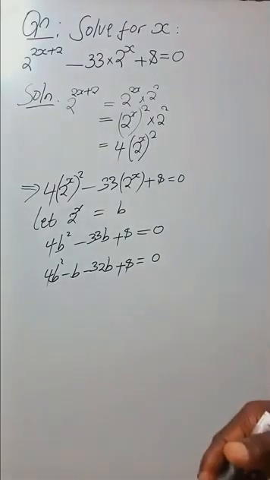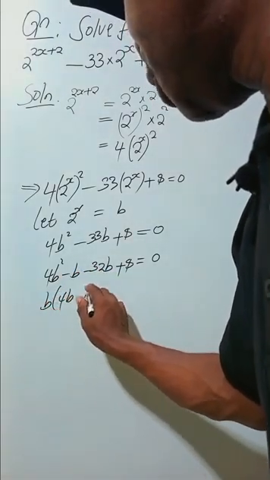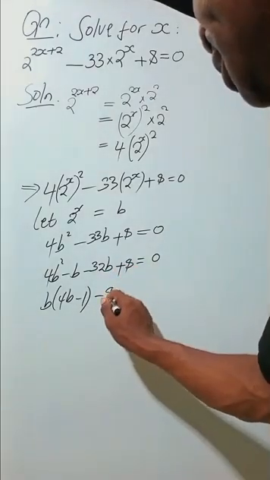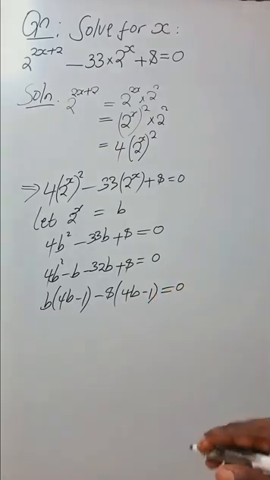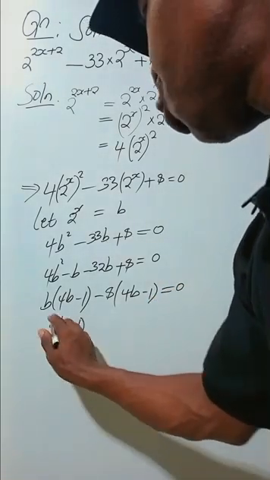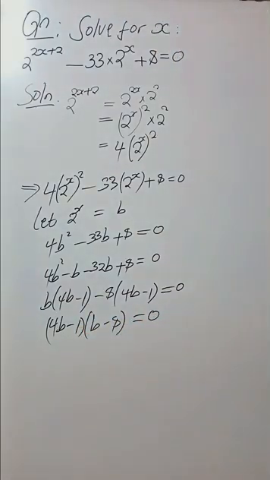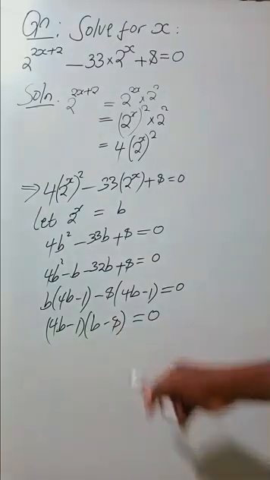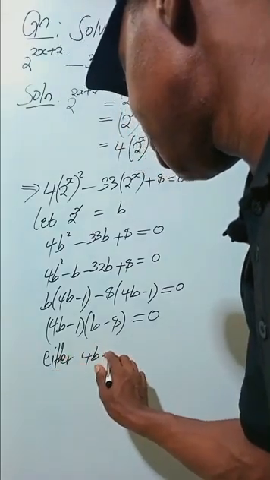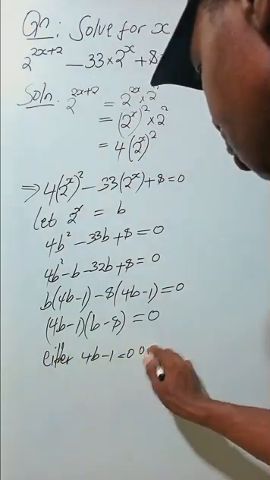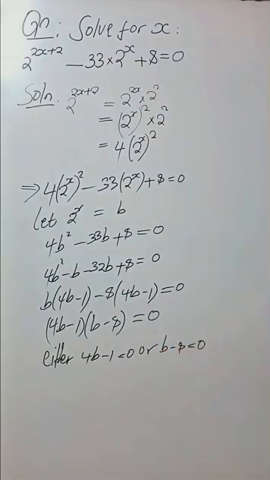Then get the common factor. Here it is b, so 4b minus 1. Get the common factor here, it is 8, so it is 4b again minus 1 equals 0. So we have 4b minus 1 and b minus 8 to be equal to 0. So if their product equals 0, then either the first term, that is 4b minus 1, will be equal to 0, or the second one, that is b minus 8, will be equal to 0.